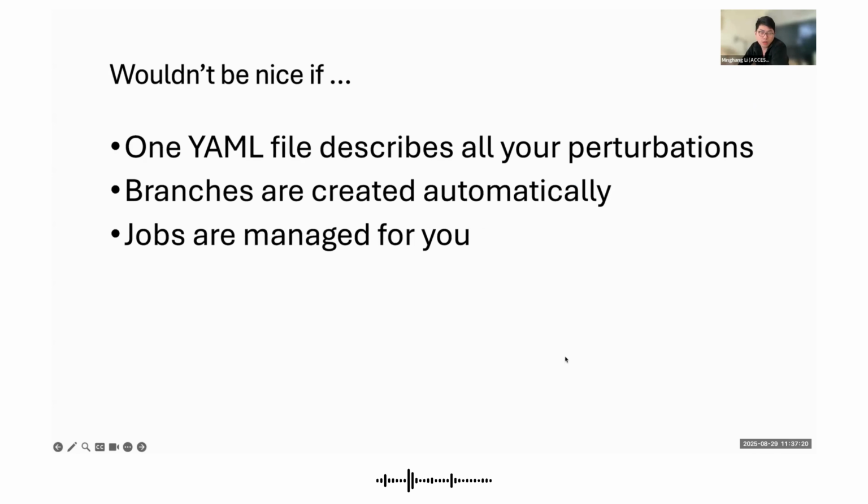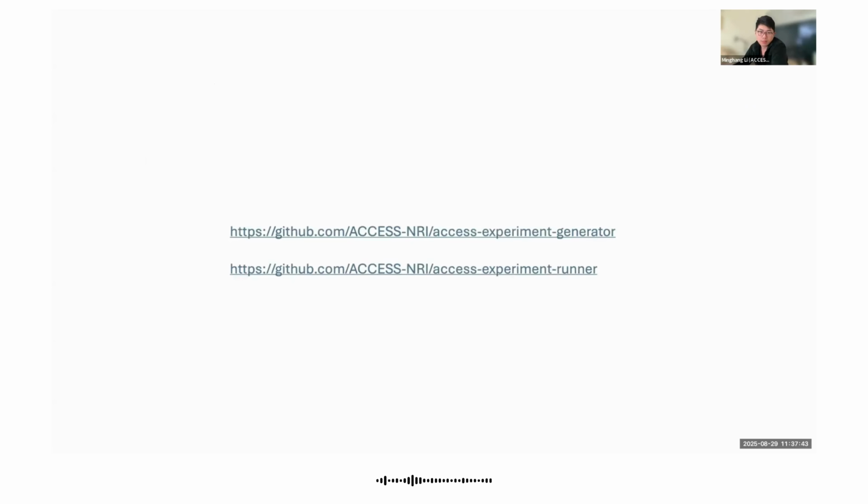So now, what if instead of juggling copies and edits, you could just write down your changes once, and then the computer can create the branches for you, and what if it also managed the job submission for you? So this comes to this Python suite. The first one is the ACCESS experiment generator, and the second one is the experiment runner.